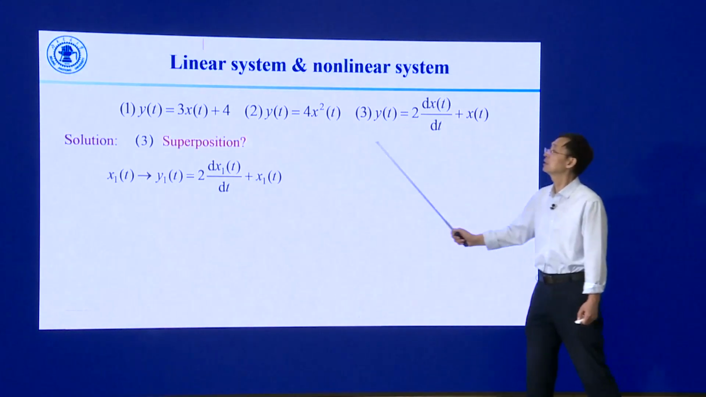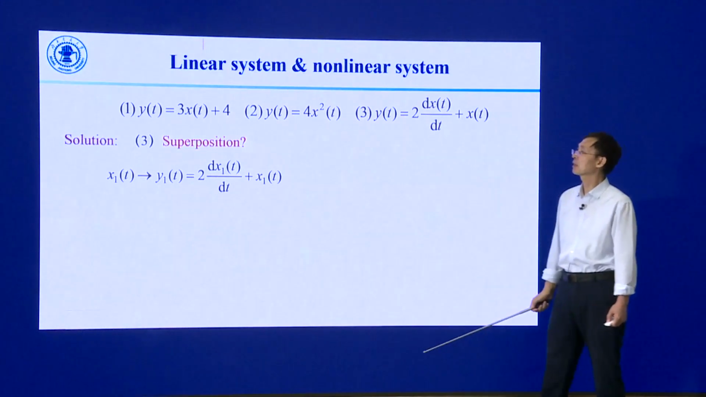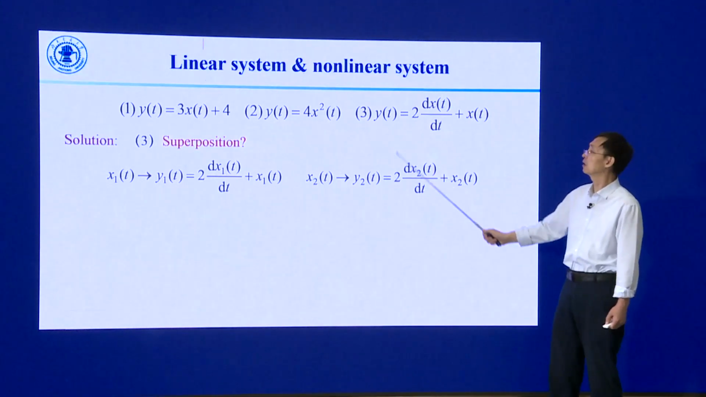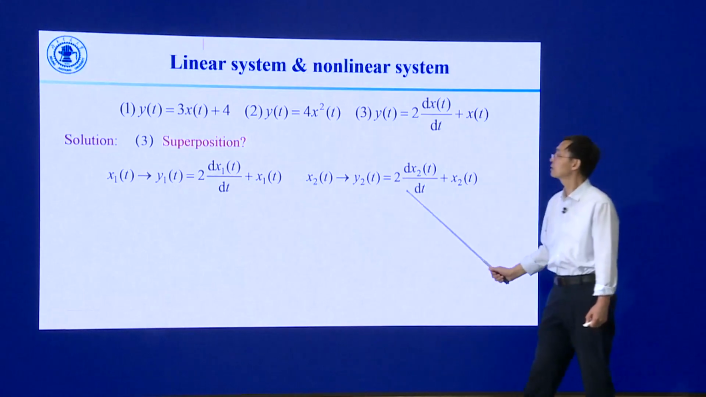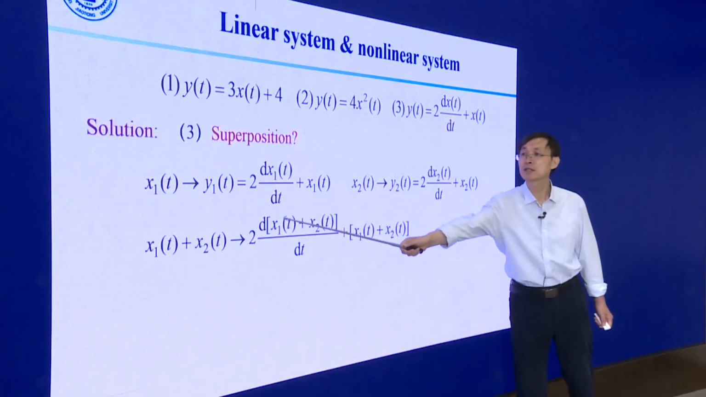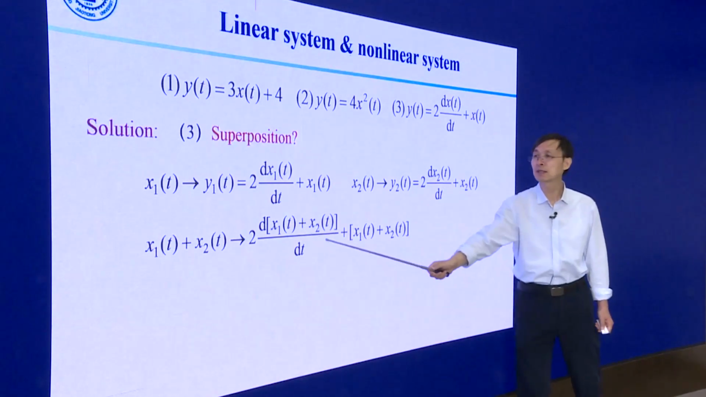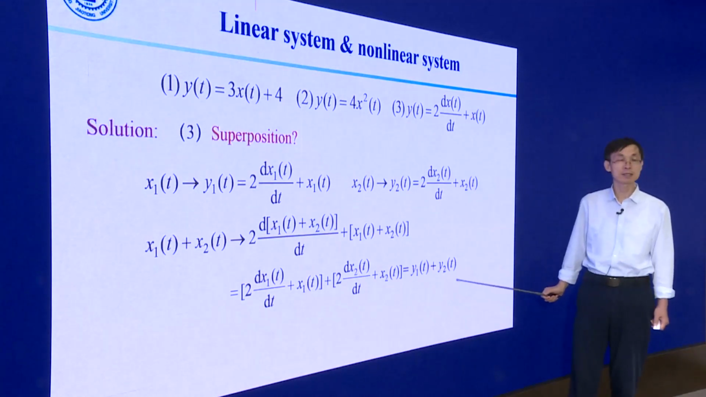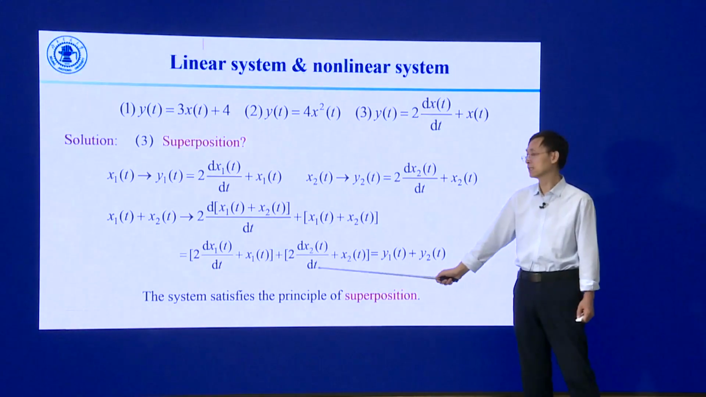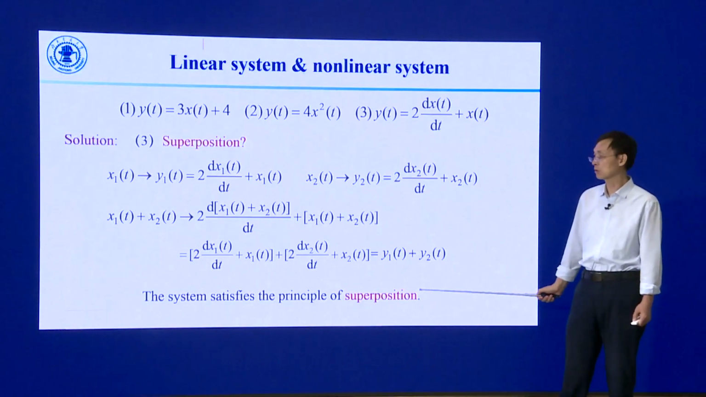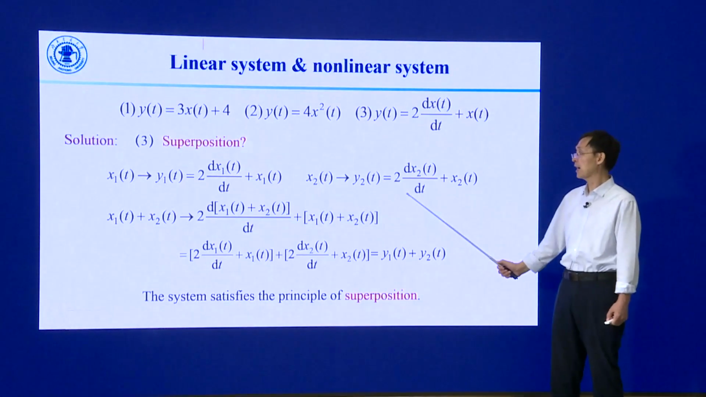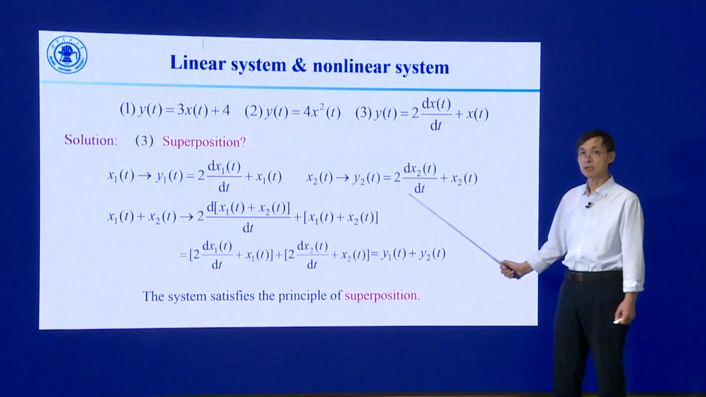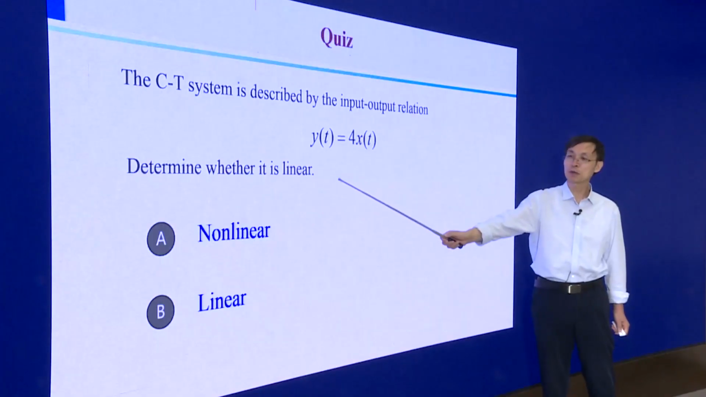Let's determine its superposition. According to this relationship between input signal and output signal, we can get these equations. When the input signal is x1(t) plus x2(t), its output signal also equals y1(t) plus y2(t). So the system also satisfies the principle of superposition. The system satisfies both superposition and homogeneity, so the system is a linear system.